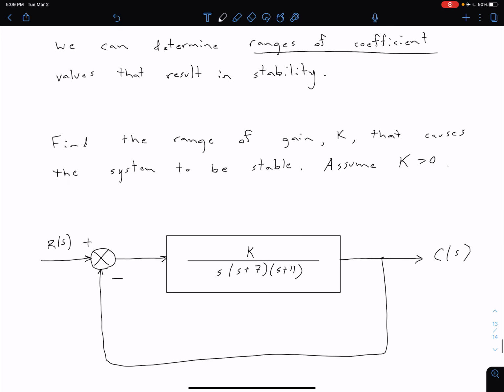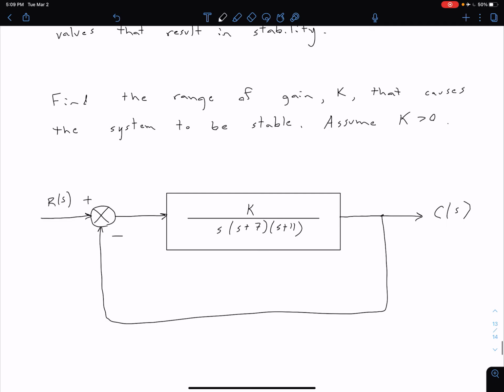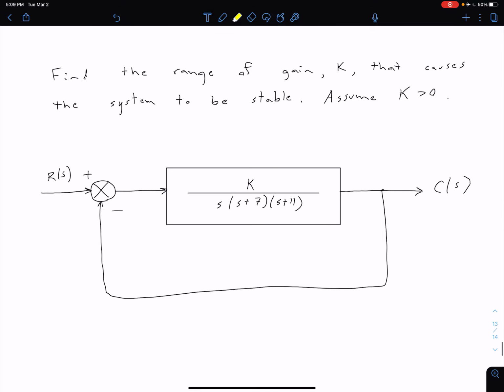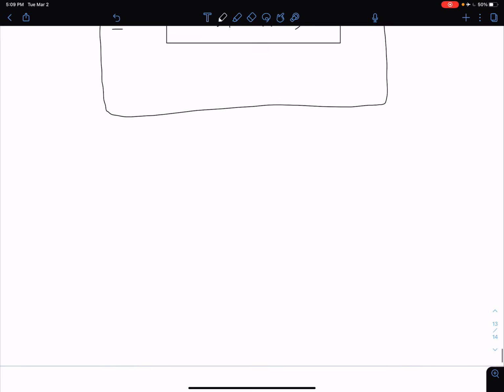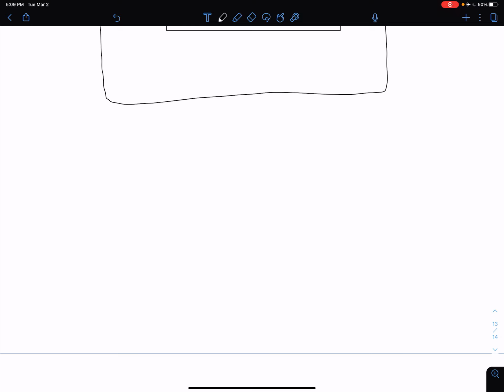So in this example, what we want to do is find the range of some gain k which causes the system to be stable. And we're told to assume that our k is greater than 0. And so notice our k is up here in the numerator of this forward gain in our feedback loop. So again, just like we've seen in the previous examples, we have this unity feedback path. So we can use that simplified numerator over numerator plus denominator to figure out our equivalent transfer function. And of course, that's the first thing that we're going to want to do.